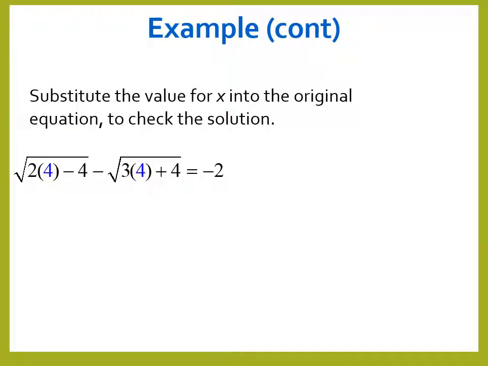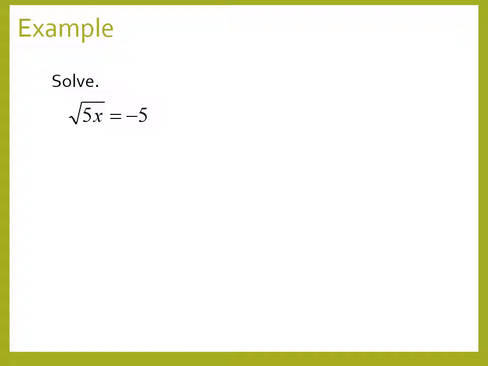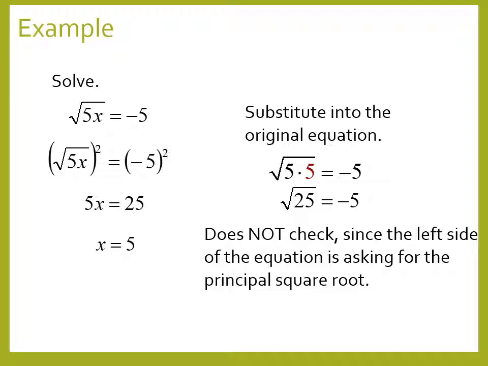I plug them in, test them. I got a true. Plug it in, test it. I got another true. So that means that my two solutions are 4 and 20. All right, continuing. Square both sides. Divide by 5. X equals 5. I'm going to substitute it in. And like, oh no, it doesn't work. Okay, so it does not check.